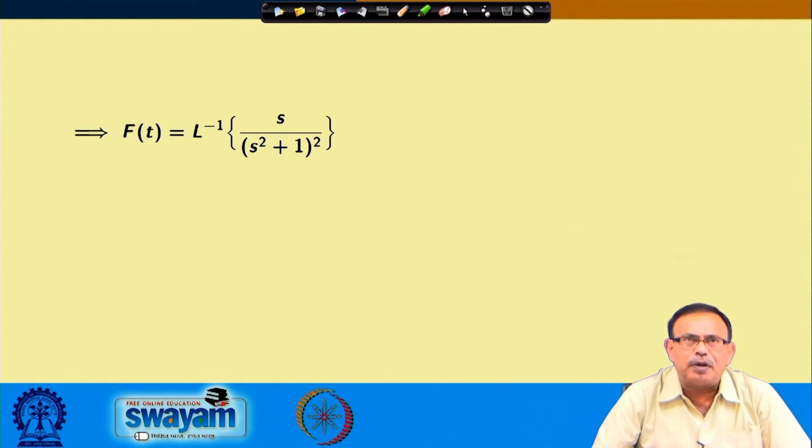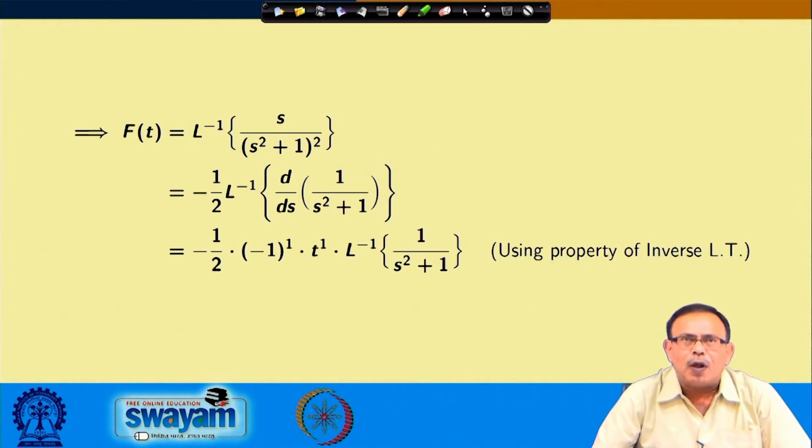and f(t) I can obtain as the Laplace inverse of this quantity, which, using the property, I can write as minus half into Laplace inverse of d/ds of 1 by s square plus 1. If I take the d/ds, I will obtain half into minus 1 t times Laplace inverse of 1 by s square plus 1, and the Laplace inverse of 1 by s square plus 1 is nothing but sin t. Therefore, the value of f(t) is t by 2 sin t. In this way, even if we have an integral equation, using convolution and the properties of the Laplace transform, I can find the solution.